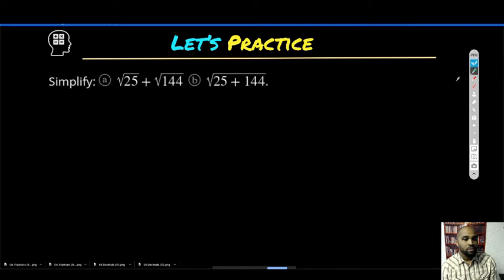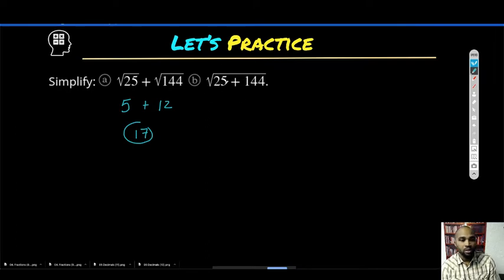All right, let's think about the order we'll work these in. We have the square root of 25, which is 5, plus the square root of 144, which is 12. When we add those two together, we get 17. Well, isn't it the same thing as just putting it all together like this?